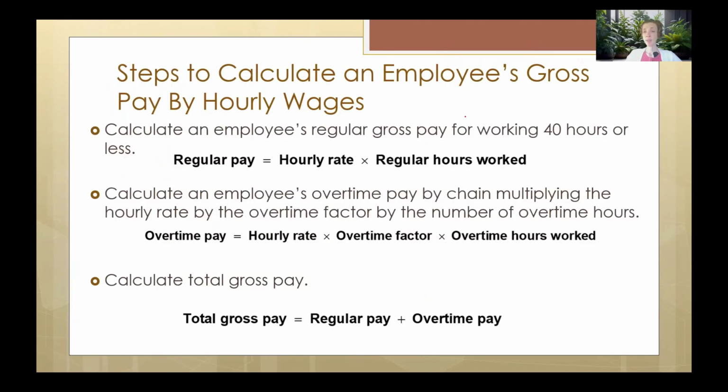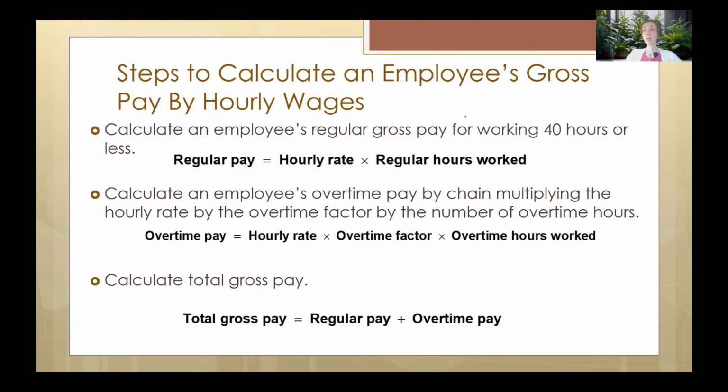Calculate an employee's overtime pay by chain multiplying the hourly rate by the overtime factor by the number of overtime hours. Okay, so let's say for every hour you work over 40 hours, you get paid time and a half, or 1.5 times your hourly rate.